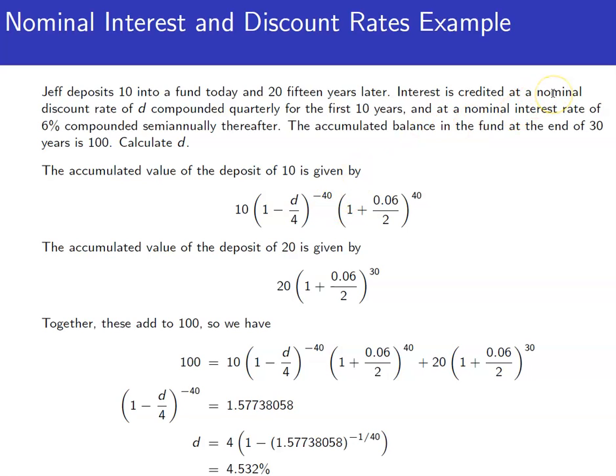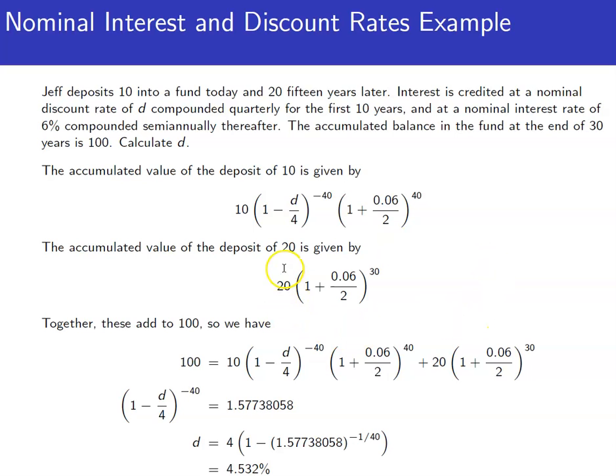So remember, nominal interest and nominal discount rates are quoted as a yearly rate, but divided into pieces depending on how many times per year it's being compounded. So the D over 4 is that rate per period. Likewise, after that first 10 years, it sits in the account for another 20. For that 20 years, we're getting the interest rate compounded semi-annually. We're quoted a nominal interest rate of 6%. We divide it by 2 because those are semi-annual periods. And there are 40 semi-annual periods, so our accumulation factor for that last 20 years is 1 plus 0.06 over 2 raised to the 40th power.